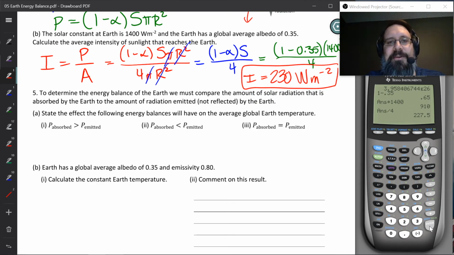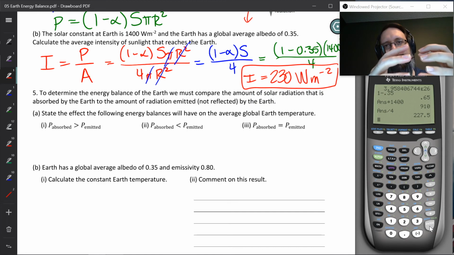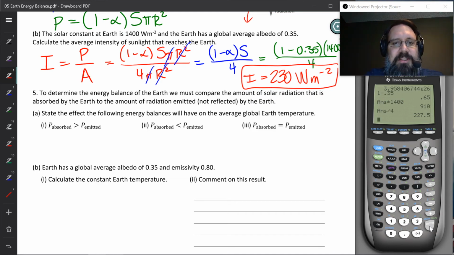To determine the energy balance of the Earth, we must compare the amount of solar radiation that is absorbed by the Earth to the amount of radiation emitted, not reflected, but emitted, because the Earth acts like a black body, and since it has a temperature, it's going to be emitting power, just like any object that has a temperature. So we want to look at how the energy coming in relates to the energy the Earth is emitting. State the effect the following energy balances will have on the average global Earth temperature.